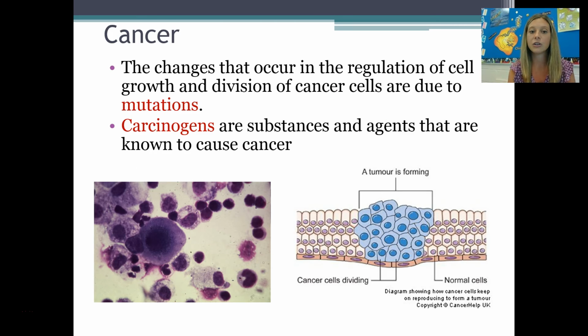So the changes that occur in the regulation of cell growth and division of cancer cells are due to what's called mutations, and you're going to hear that term a lot. Carcinogens are substances that can cause mutations that lead to cancer. So for example, we know that there are those toxic chemicals in cigarette smoke that are carcinogens. They're carcinogenic, meaning that they can cause cancer. There's lots of research to prove that.